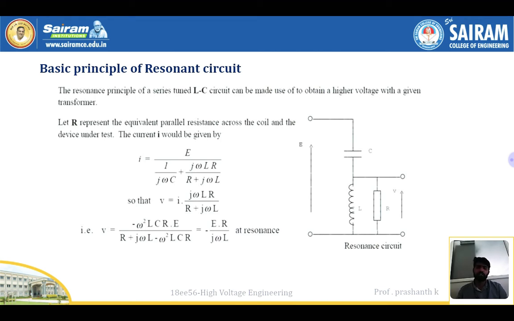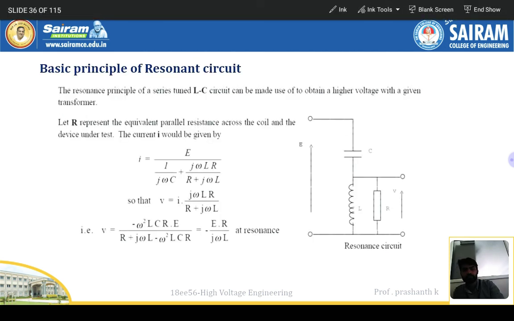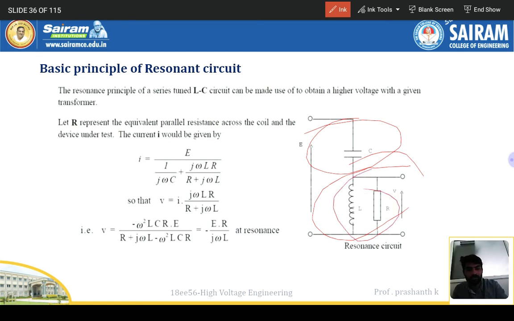The current I would be given by I is equal to what? V by R, right? See here, this part is 1 by j omega C, and these two parts are a series parallel connection. So R1 into R2 divided by R1 plus R2, that is j omega L into R divided by j omega L plus R. So this is a parallel connection, and this one is a series connection.